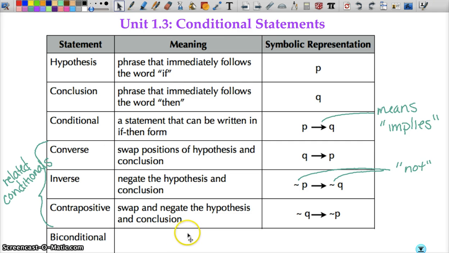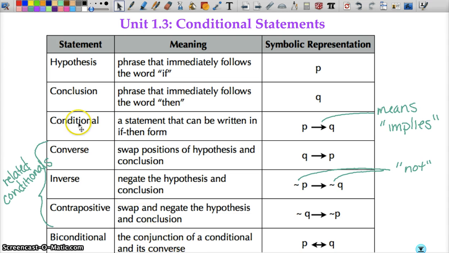And then we have what's last, which is called our biconditional statement. And so the conjunction of a conditional and its converse. So it's taking these two statements, conditional and converse, and it's putting this little symbol in between. And that symbol right there, the way that you read that is the words if and only if. Okay, so that is how you would read that. So P, if and only if, Q.